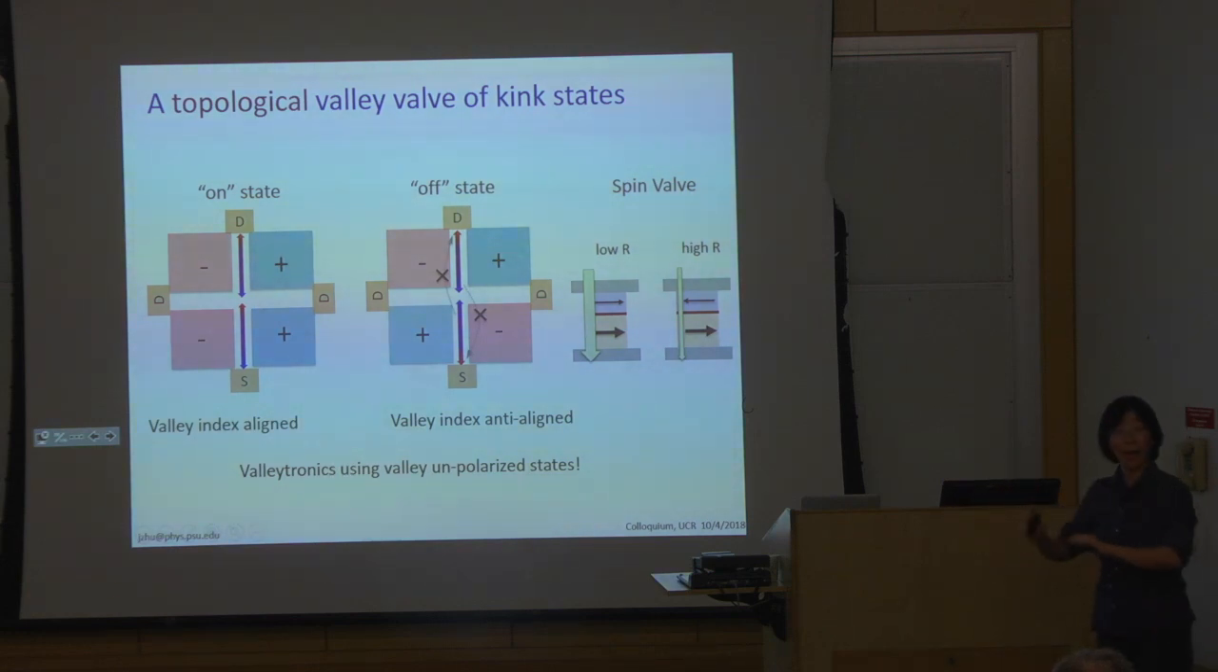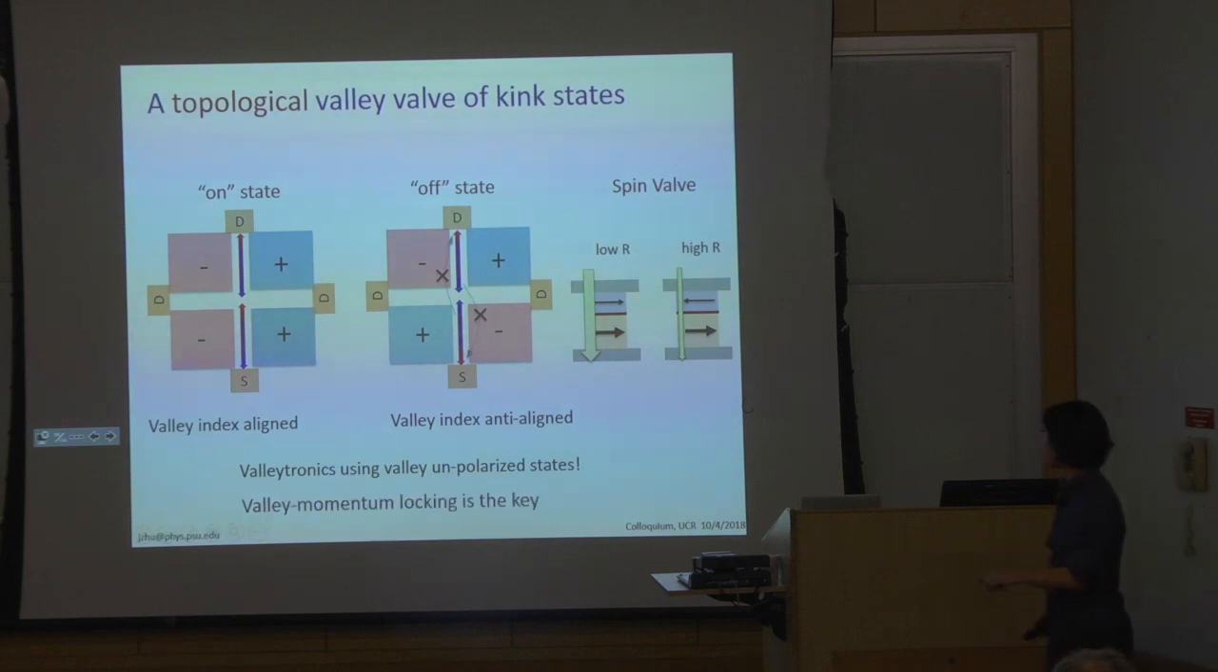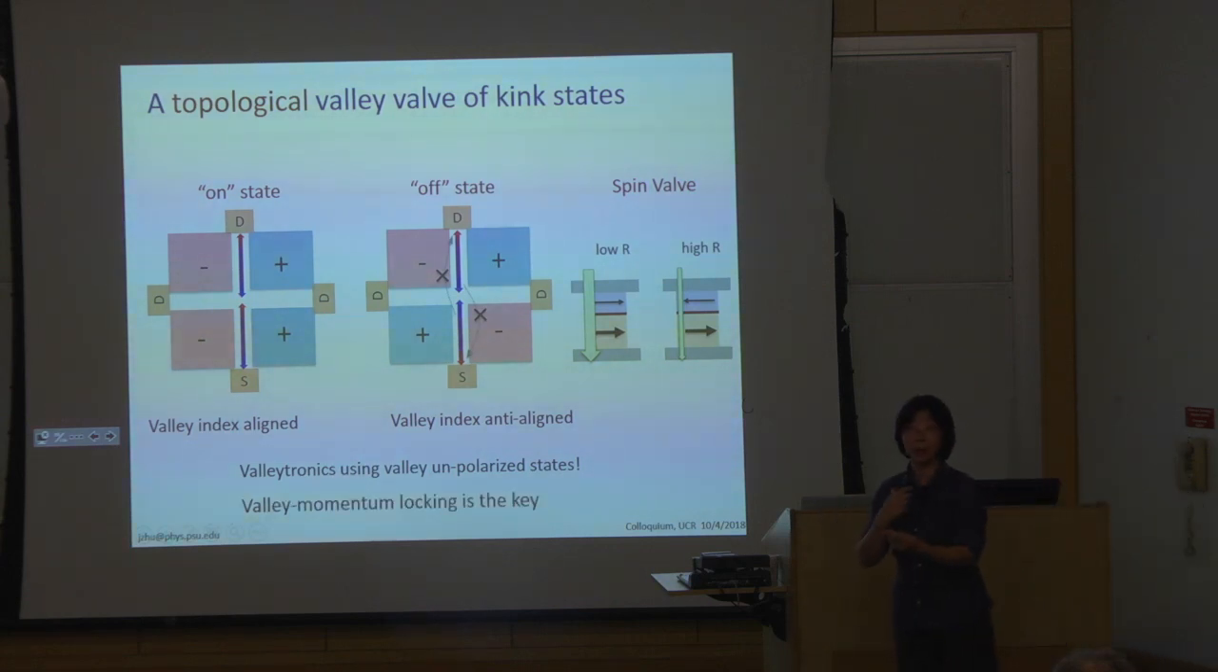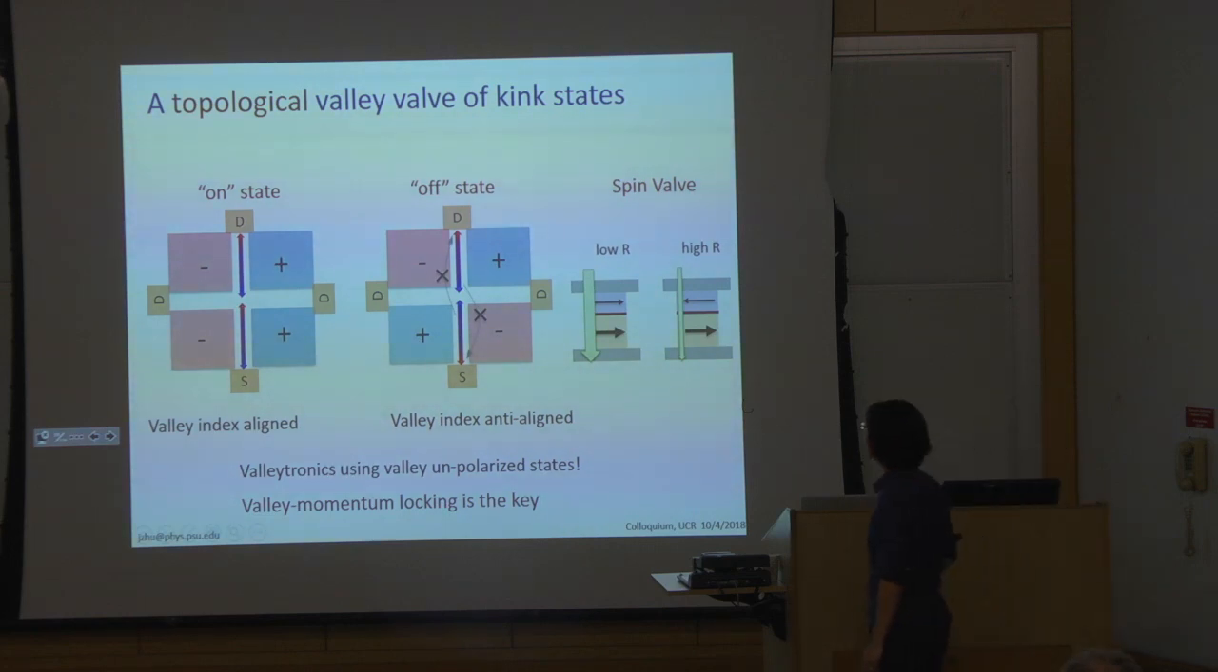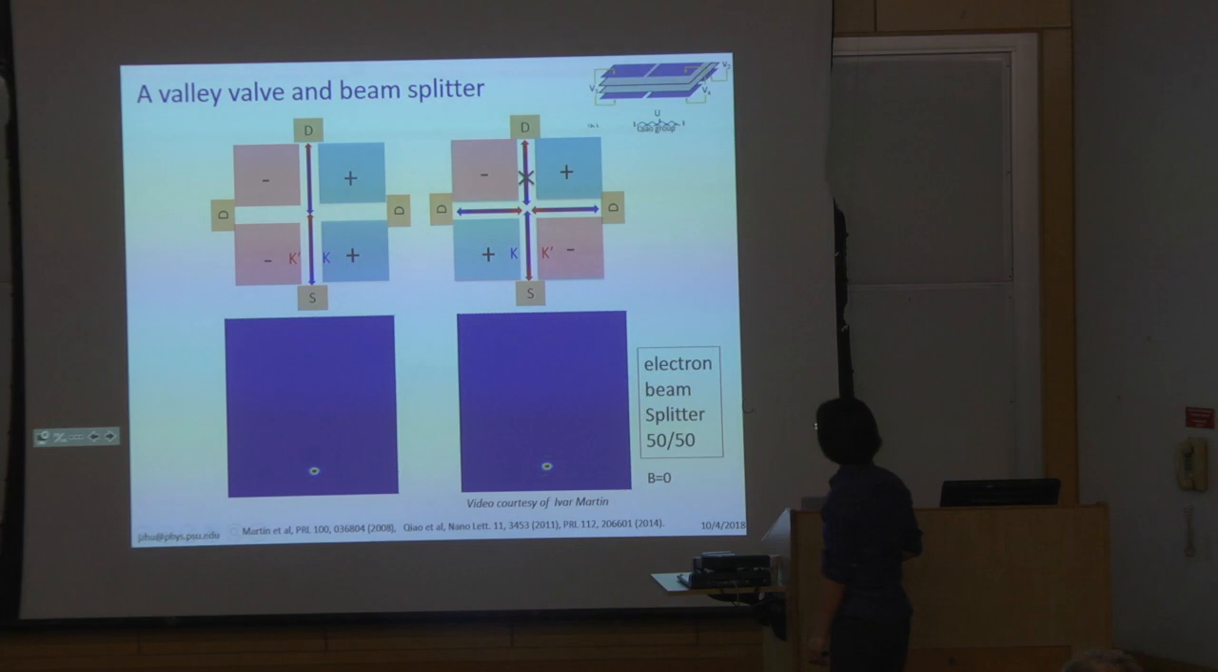So here I have valley unpolarized electrons, but because of topology, because I locked valley with momentum, I can make a valve even in this case. And that's what we call a topological valley valve, because it uses the topological aspect of the system.